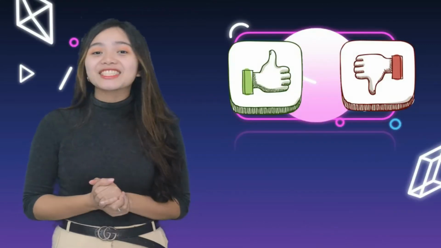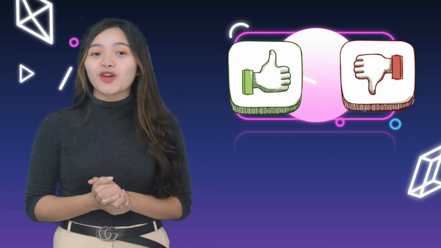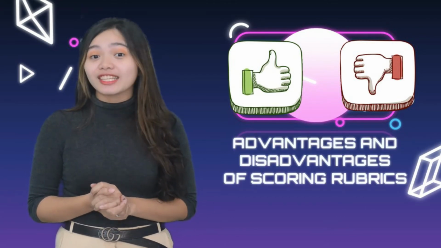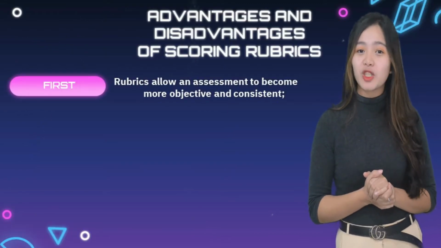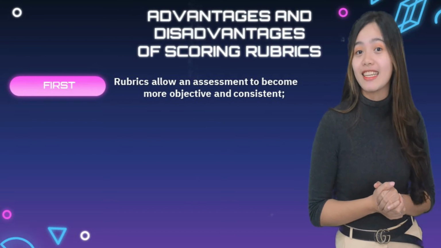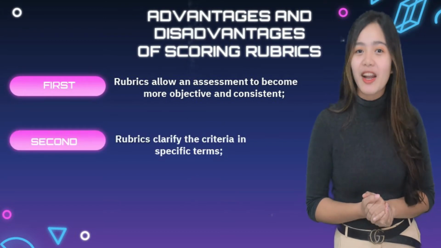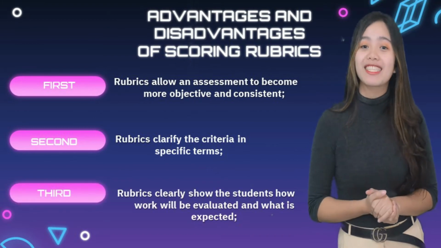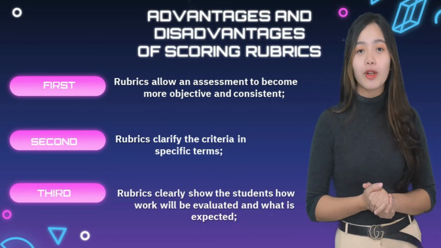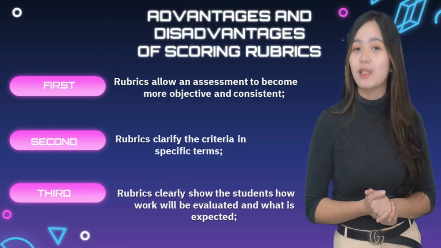Are there any advantages and disadvantages of scoring rubrics? Yes, there is. For the advantages, Gabuyo and Concepcion et al. in 2012 enumerated the advantages and disadvantages of scoring rubrics. First, rubrics allow assessment to become more objective and consistent. Second, rubrics clarify the criteria in specific terms. Number 3, rubrics clearly show the students how work will be evaluated and what is expected.